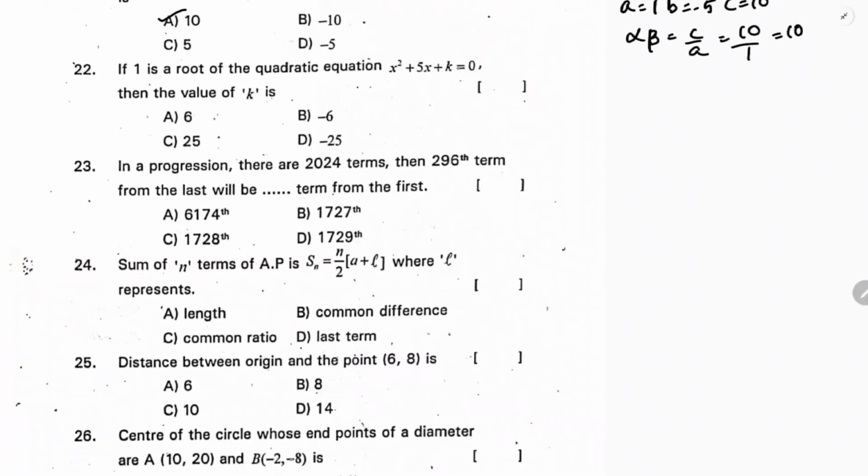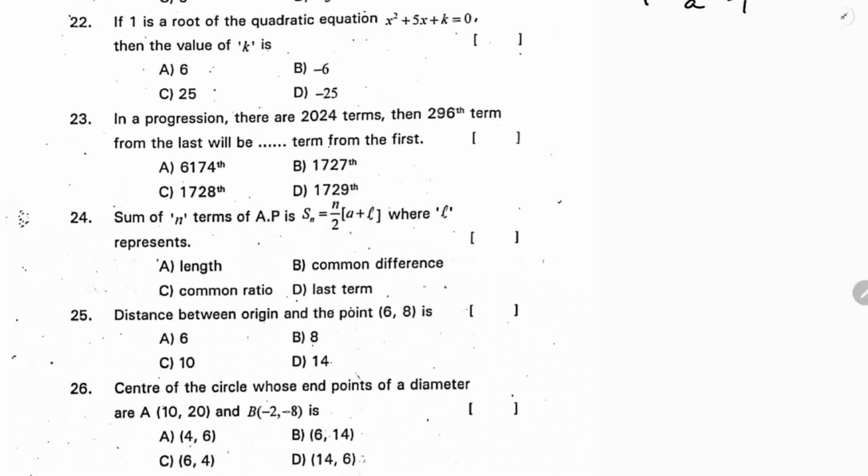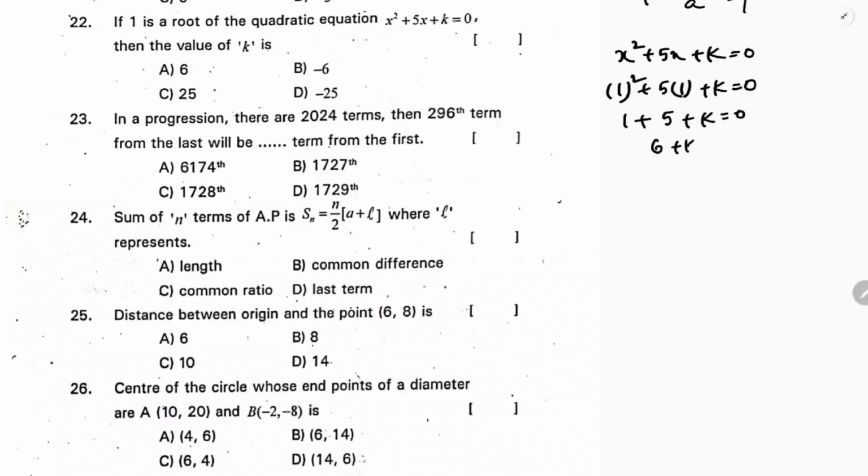Next question. If 1 is a root of the quadratic equation x square plus 5x plus k, then 1 square plus 5 into 1 plus k equals 0. 5 times 1 is 5. So 1 plus 5 plus k is 0, so 6 plus k equals 0. k equals minus 6. So the correct option is B.